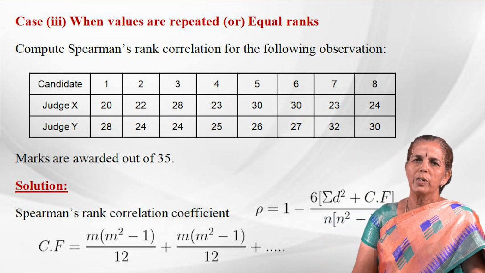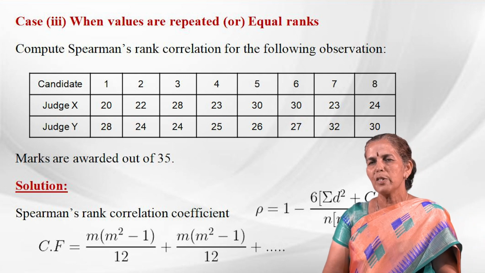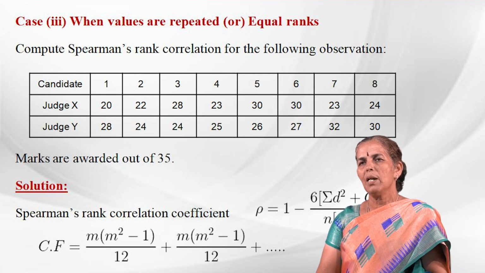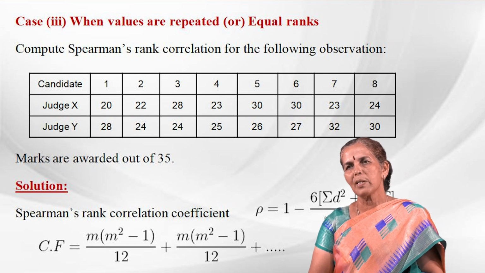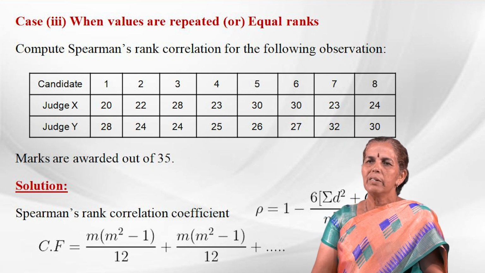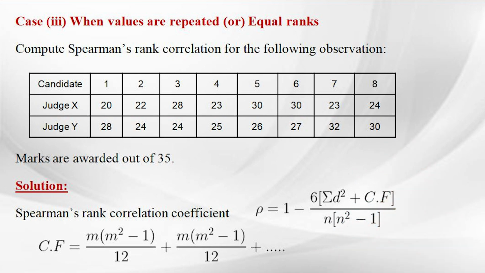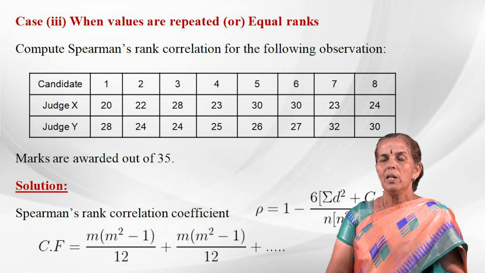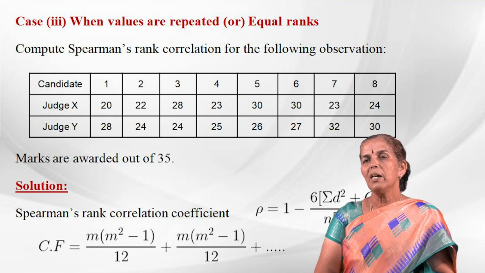Solution. For the Spearman rank correlation coefficient, we have the formula rho equal to 1 minus 6 into summation D squared plus correction factor, divided by n into n squared minus 1. The correction factor is m into m squared minus 1 divided by 12, plus m into m squared minus 1 divided by 12, plus etc. This m term has to be added for each repeated value.